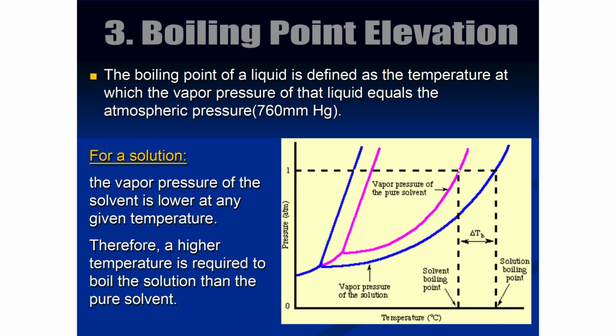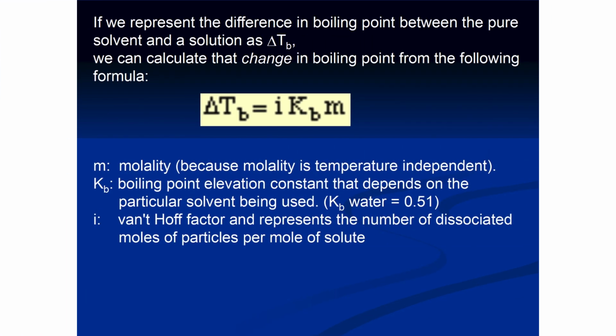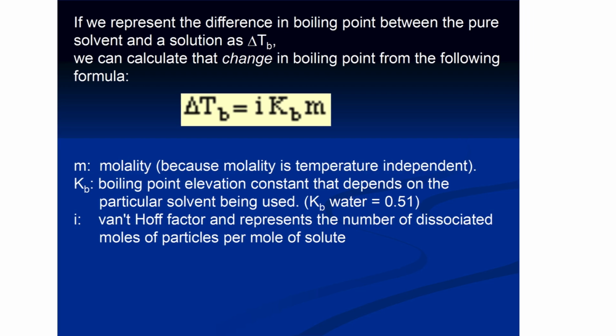The graph shows two curves, one for the vapor pressure of the pure solvent and one for the vapor pressure of the solution. The pure solvent boils at a lower temperature and the solution boils at a higher temperature, with the difference labeled as delta T_B. We can calculate this change in boiling point, delta T_B, using the formula. Here m is molality, K_B is the boiling point elevation constant specific to the solvent. For water, it's 0.51 degrees Celsius per molal, and i is the Van 't Hoff factor, representing the number of dissociated moles of particles per mole of solute.